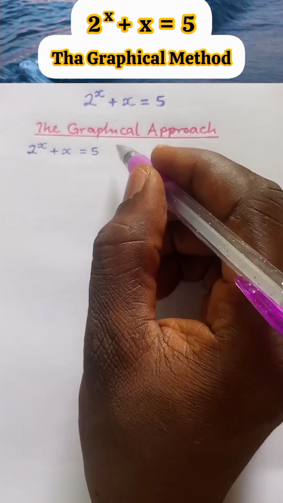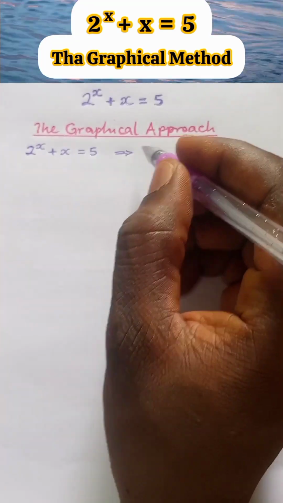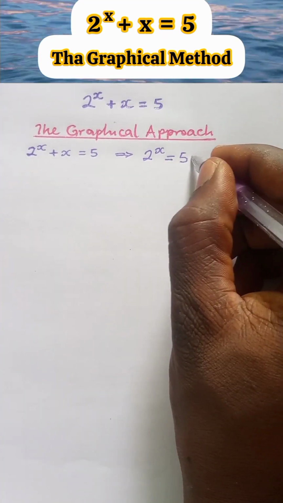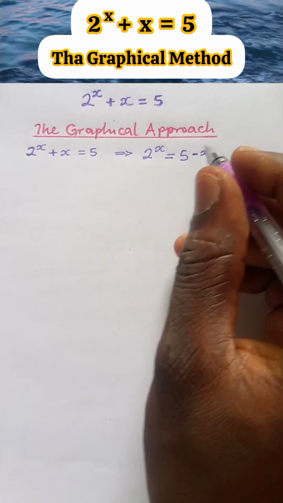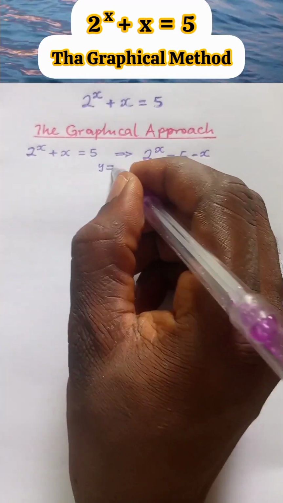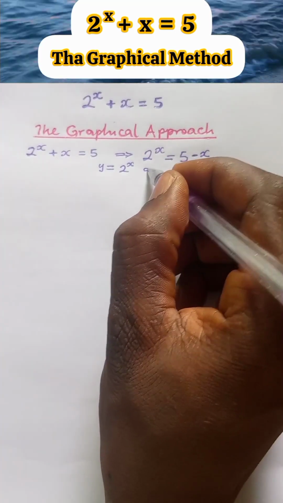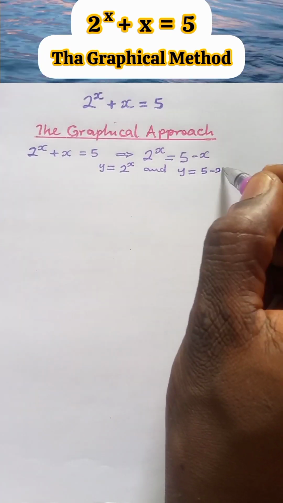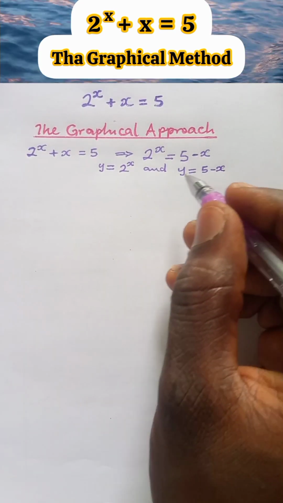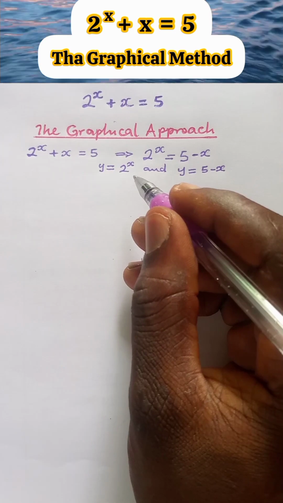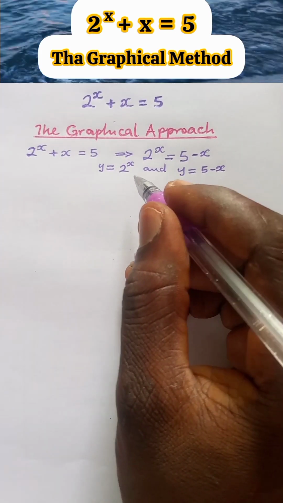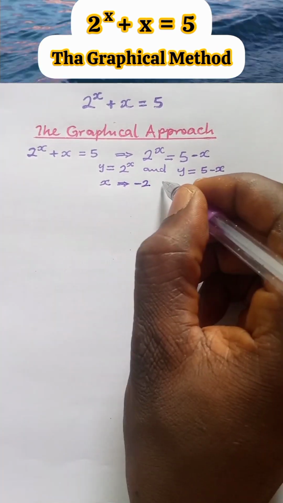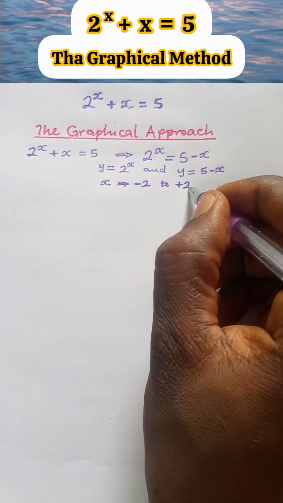Here we have the question. If we rearrange this question, we have that 2 raised to the power of x equals 5 minus x, when x crosses this way. So here we are going to draw a graph of y equals 2 raised to the power x, the first function, and the graph of y equals 5 minus x, the second function. After plotting the graph of these two functions, where the graphs intersect, from there we are going to take our value. Now, let the value of x range from, let's say, -2 to +2.